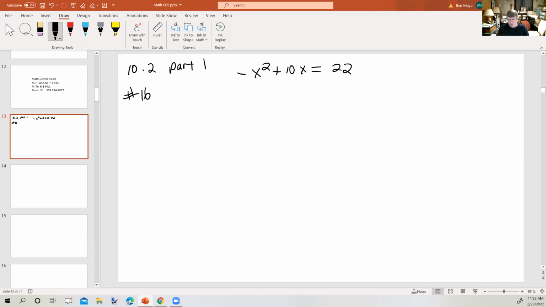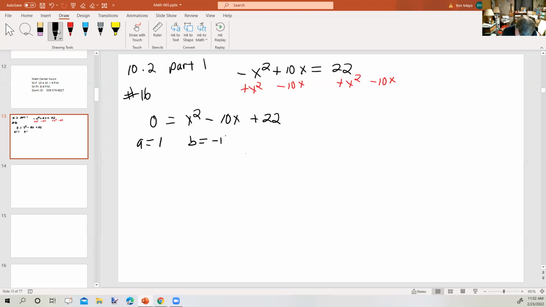Or I could just move the two terms on the left side of the equation to the right side of the equation, which would make it positive x squared. Either way is two moves. I'm going to move everything to the right. So I'm going to add x squared and subtract 10x. So now I've got 0 equals x squared minus 10x plus 22. So now it's in standard form, and A is 1, B is -10, and C is positive 22.